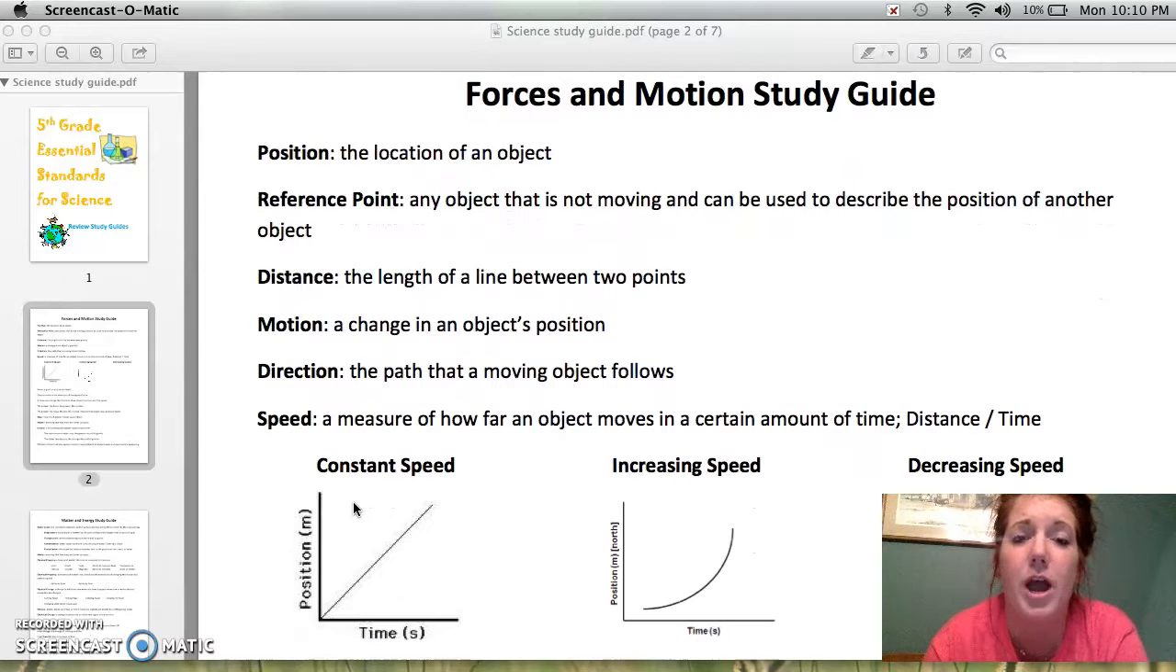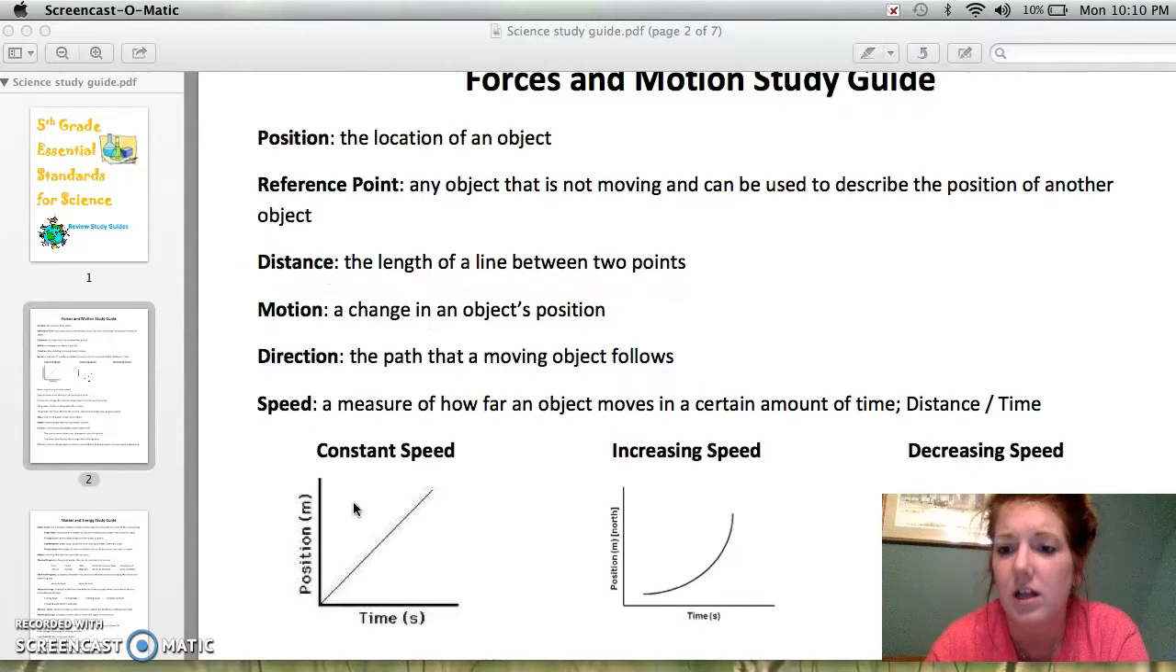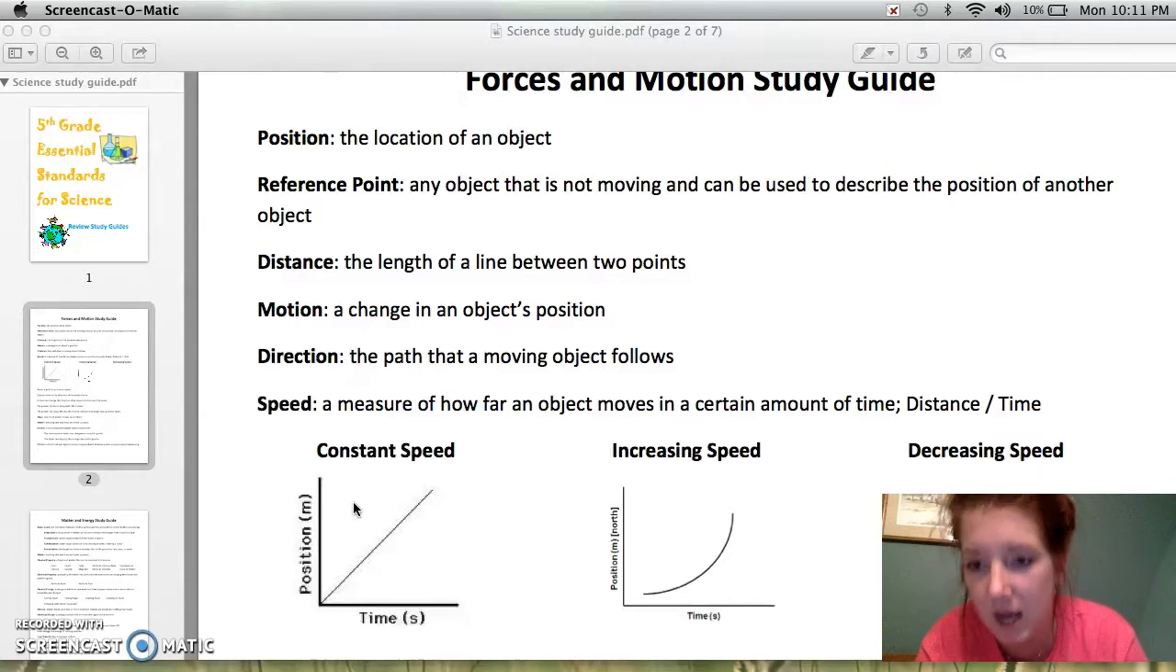Speed is a measure of how far an object moves in a certain amount of time. So you're thinking distance divided by time. Don't confuse speed with acceleration. We're going to get into acceleration and deceleration soon. But speed is how far an object moves within a certain time. Like 50 miles per hour: it's called miles per hour because you can go 50 miles within a 60-minute time frame.